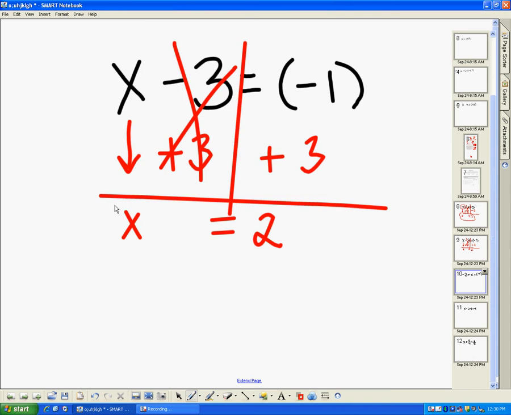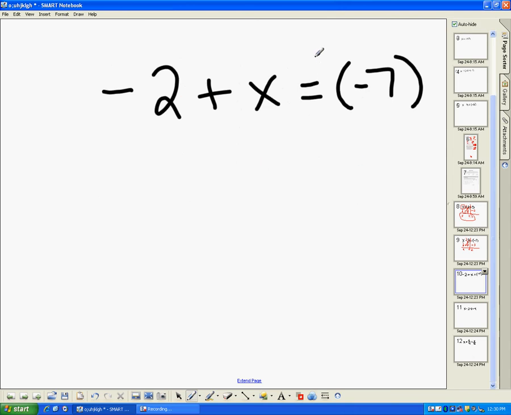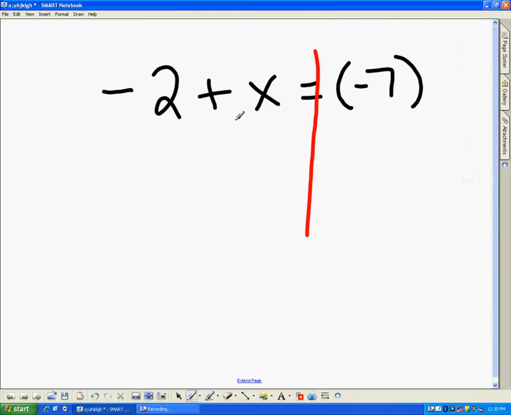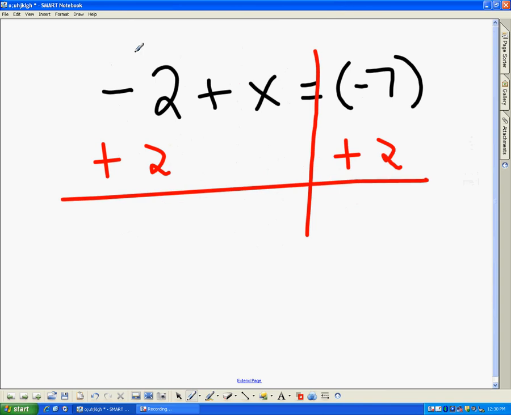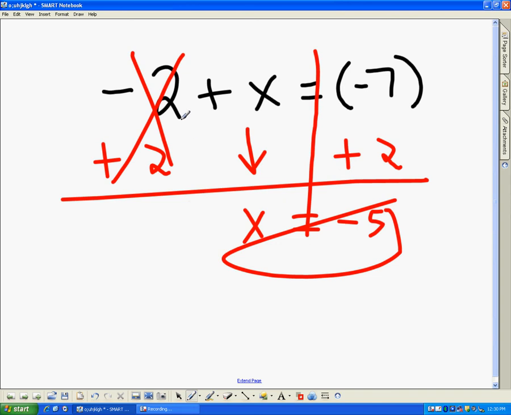All right, next one we have negative 2 plus x is equal to negative 7. Again, we want to isolate the variable, so we're going to have to add 2 to each side. When I do that, this all cancels out, leaving me with x is equal to negative 7 plus 2, which is negative 5. And I know I'm right, it's a bad circle, huh? Because negative 2 plus negative 5 is equal to negative 7.